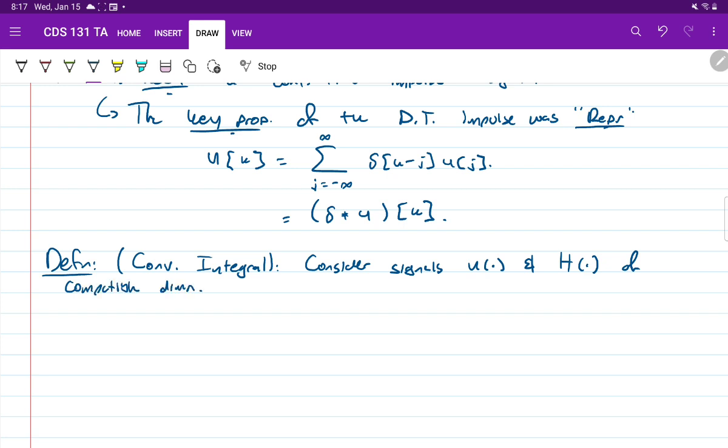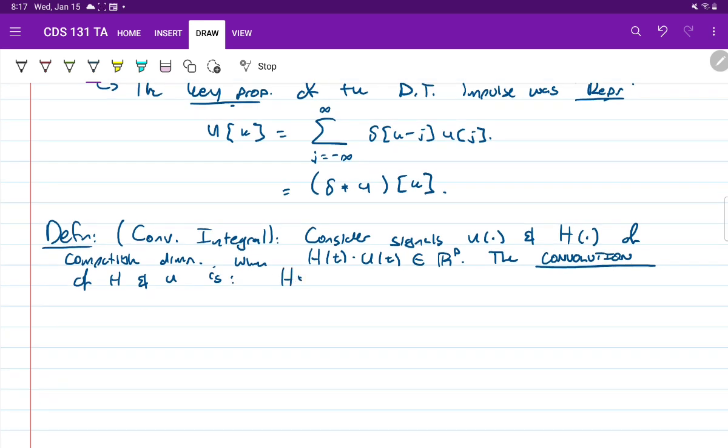Remember, that just means that we can multiply them, where their product, h times u, is going to be a member of Rp, okay? So kind of same setup as before, now just with continuous time signals. So we'll define the convolution of h and u is the signal h star u, right? Same symbol as before. And it goes from R into Rp.